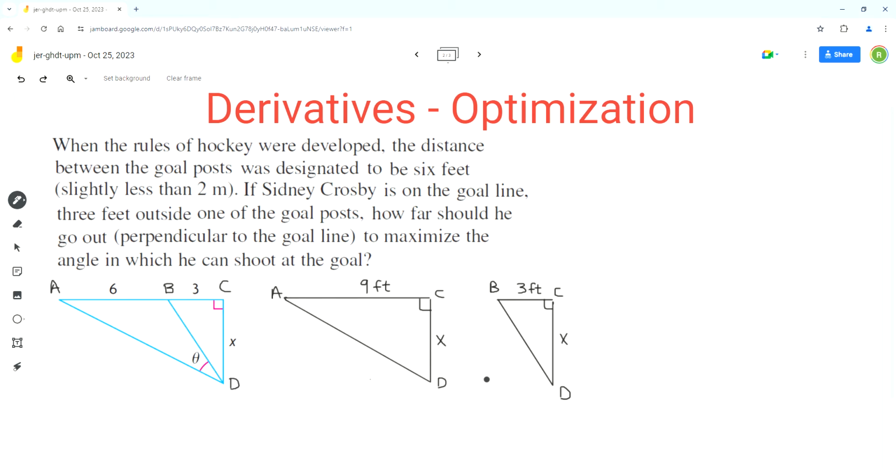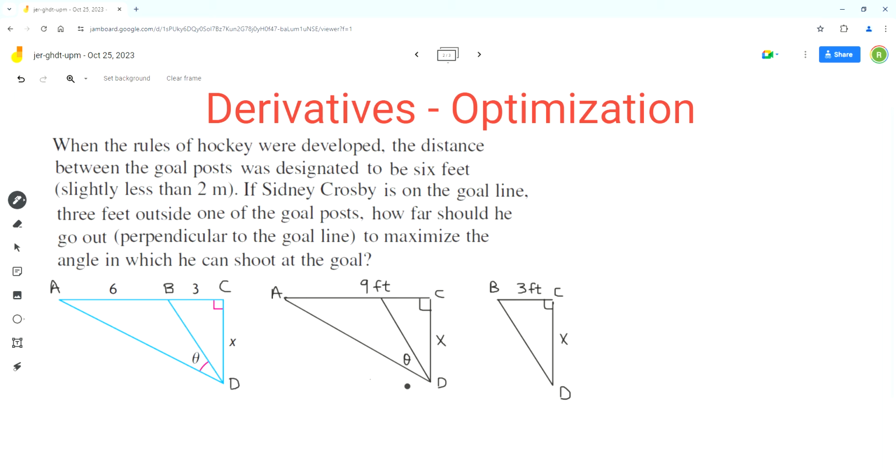And theta can be shown in the triangle ACD. So we have to find the value of x that will maximize theta. To analyze theta, we should use the tangent function because the tangent function is an increasing function. So the x value at which the tangent of angle theta is maximum will also be the x value at which theta is maximum. This is a very important concept we need to understand and memorize.